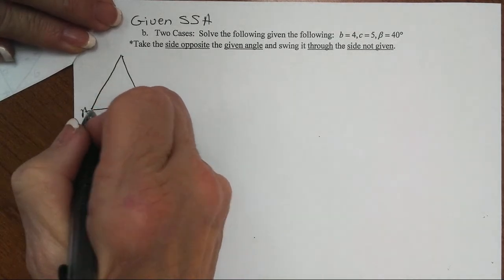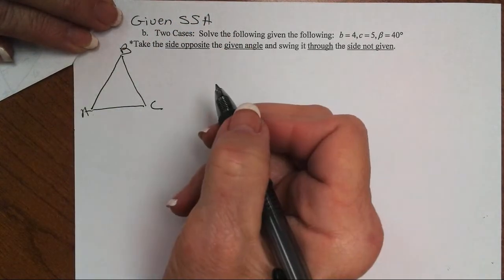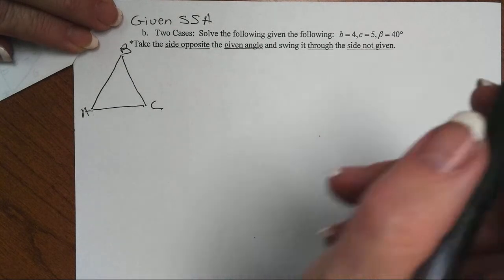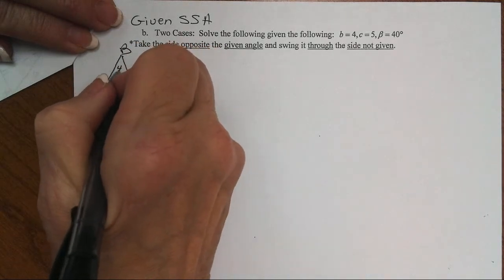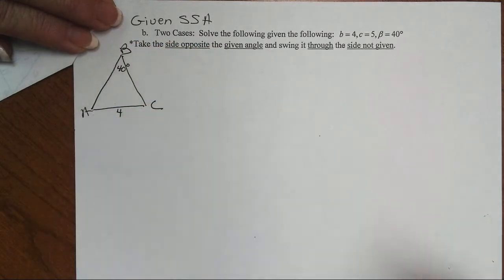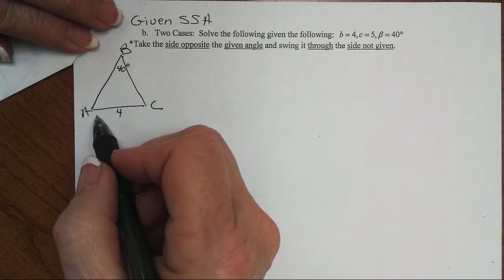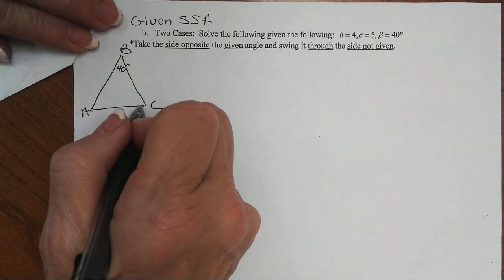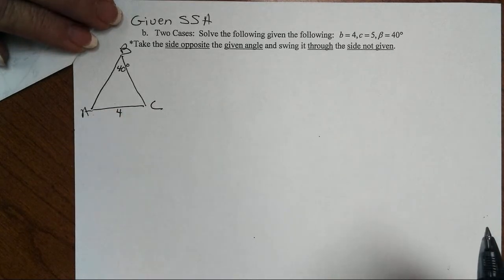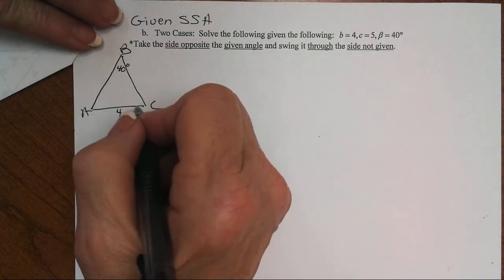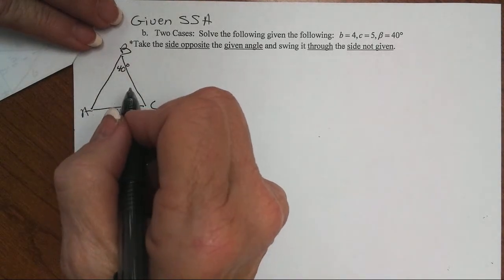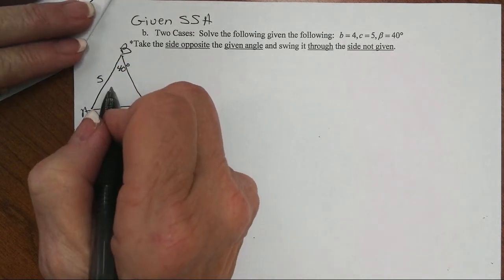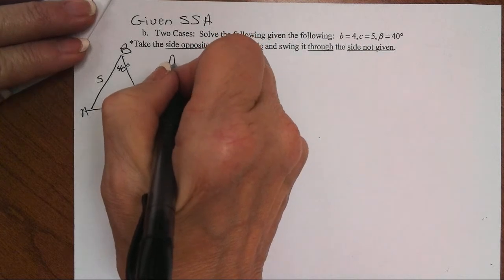I'm calling this A, this will be B, this will be C. And we're given that angle B is 40 degrees. So this is the side opposite that angle. That's 4. This is the side opposite, so that's the side that we're going to be swinging to make a second triangle. But first we're going to solve the first triangle. And we're also given that side C is 5. So there's C. Okay, so let's solve that triangle.